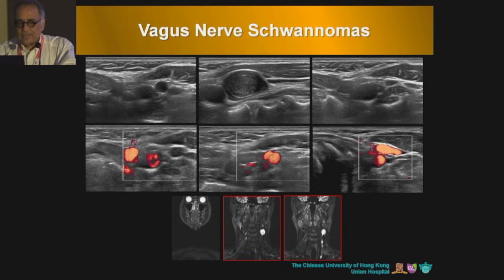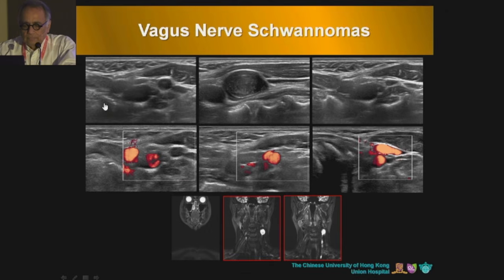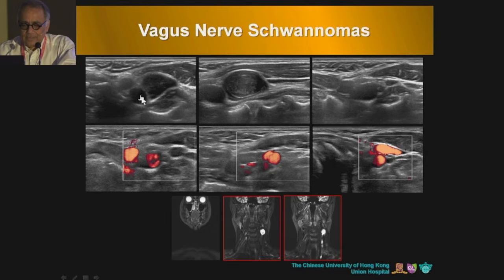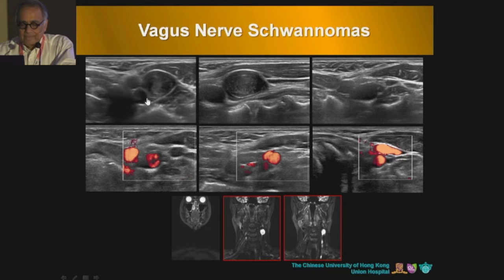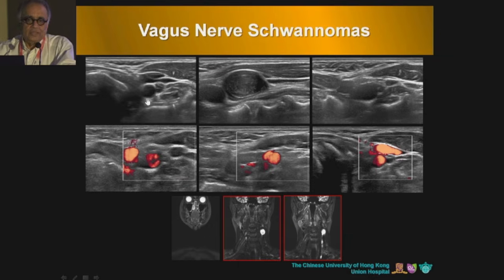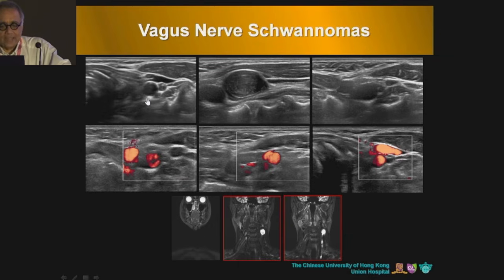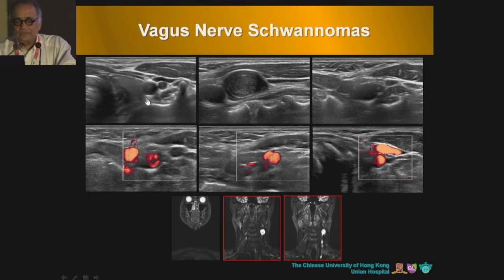Now let's have a look at this transverse scan. Let's see what it does. Stop there. Common carotid artery, internal jugular vein over there, there's a mass over there. I'll run it again. A mass that insinuates itself between the common carotid artery and the internal jugular vein, as you can see. At that location, I don't care what it looks like. I know this is going to be a vagus nerve schwannoma.